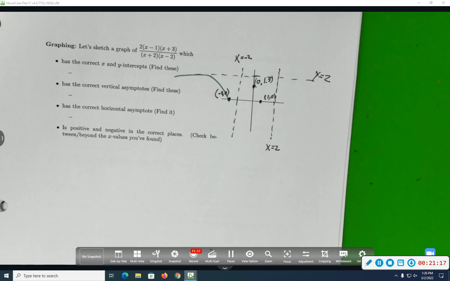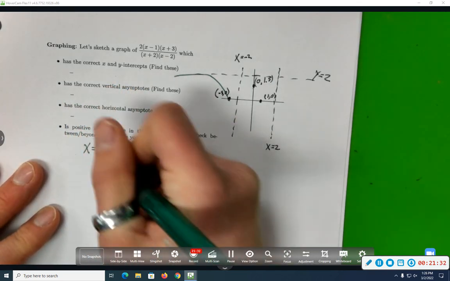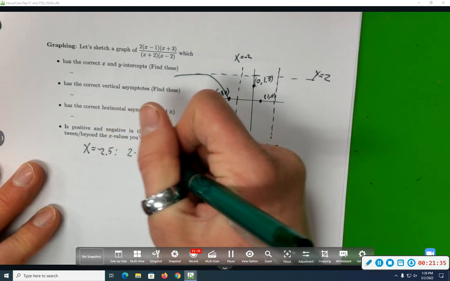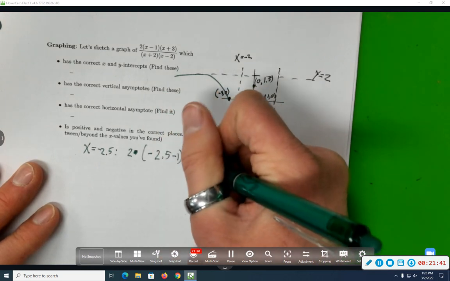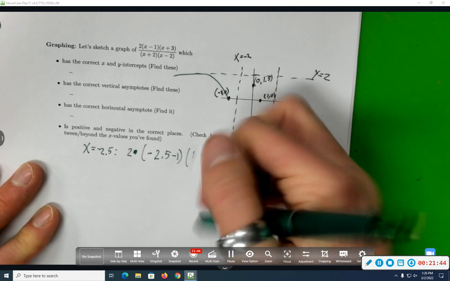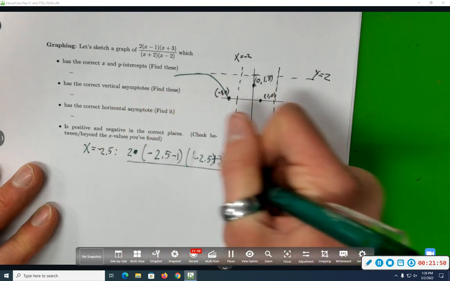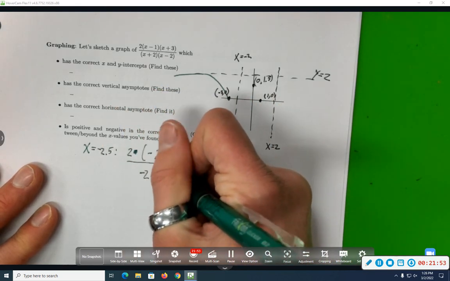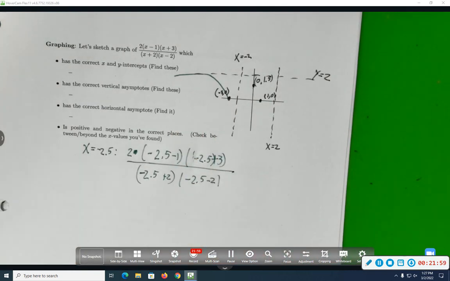Okay, so let's do it. So let's take a sample point. What is a number between -2 and -3? -2.5 will do. So let's see, that's 2 times (-2.5 minus 1) times (-2.5 plus 3), divided by (-2.5 plus 2) times (-2.5 minus 2).